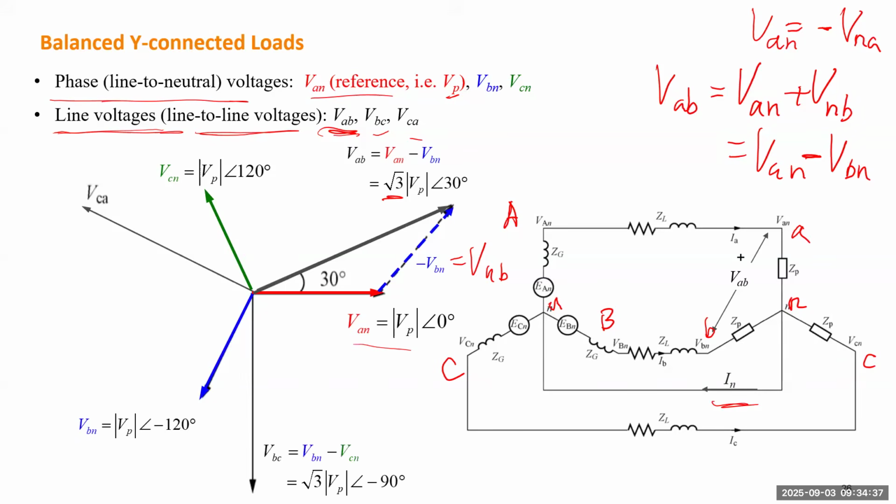Similarly, we can get the formula for the other two line voltages. So for instance, VBC will be VBN minus VCN. If we know the VBN phasor and the VCN phasor, to calculate the subtraction of one phasor from the other, you just draw a phasor starting from the second one going to the first one. So you draw a vertical phasor pointing to the ground, which is this one.